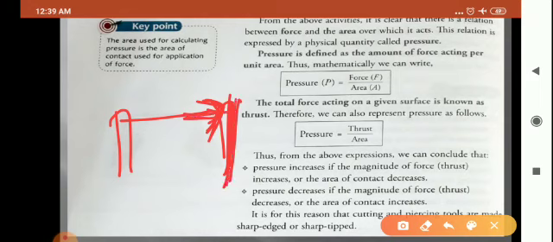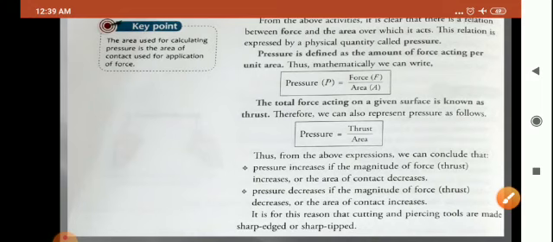Yes or no? Okay. Now children, two very important points are given here. Look here. Now what is the formula for pressure?